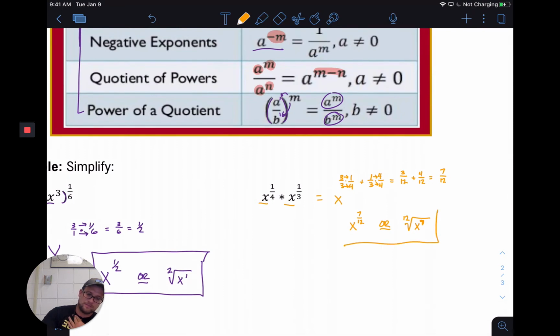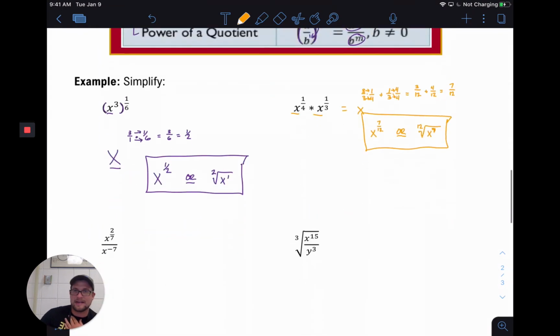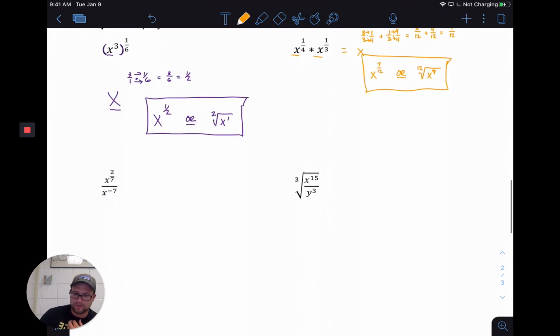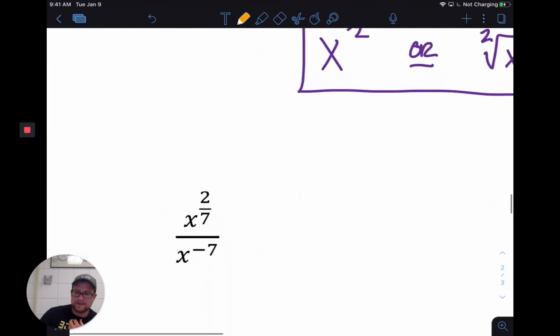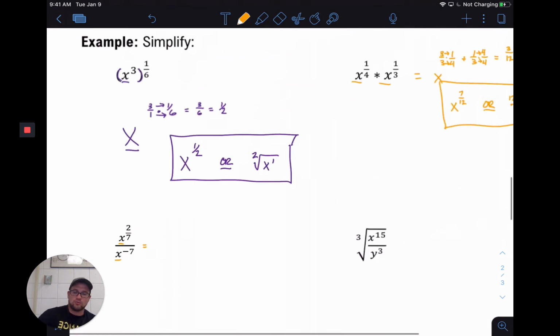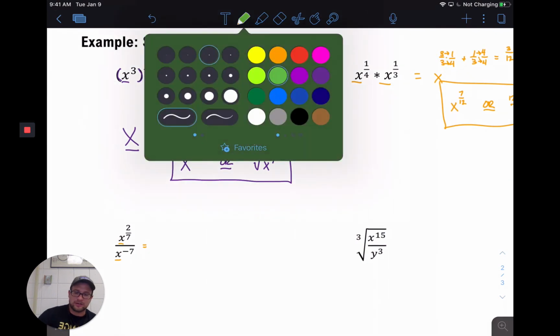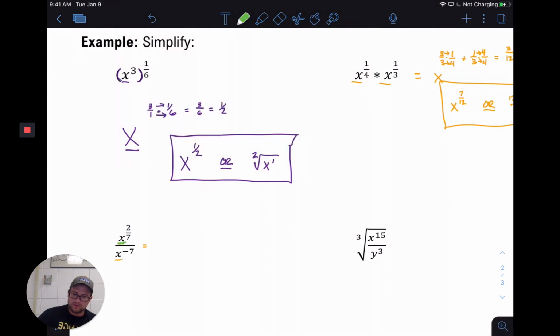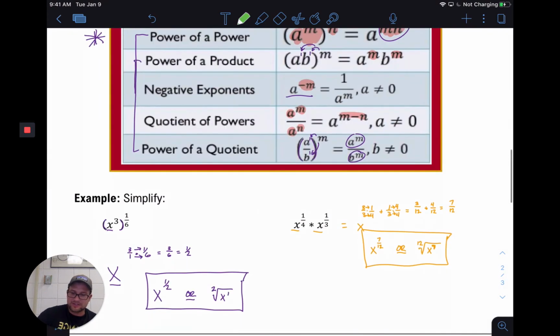Nice. Moving ahead to the next one. In the next problem that we have, we see that we have two things with the same base that are being divided. So according to our rule up top, maybe I should change my color again. This matches up with our quotient of powers rule.